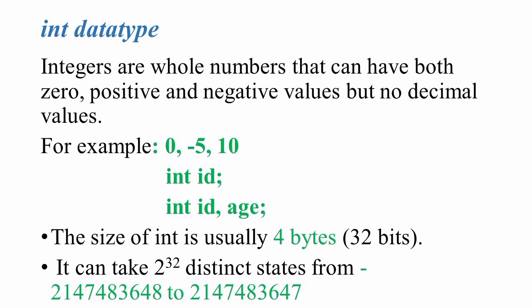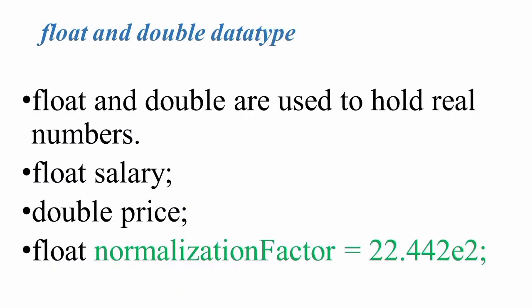The size of int is usually 4 bytes, that is 32 bits, and it can take 2 power 32 distinct states from -2147483648 to 2147483647. Next, float and double data type.